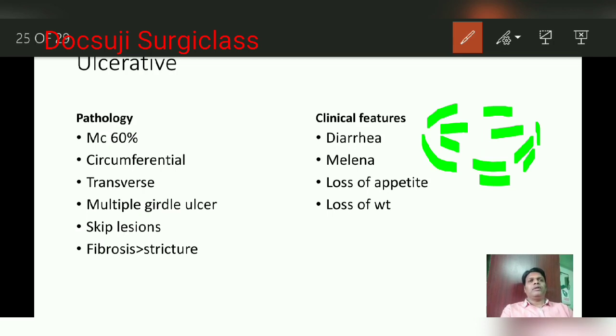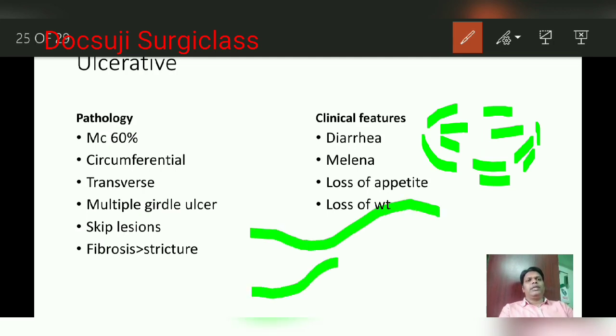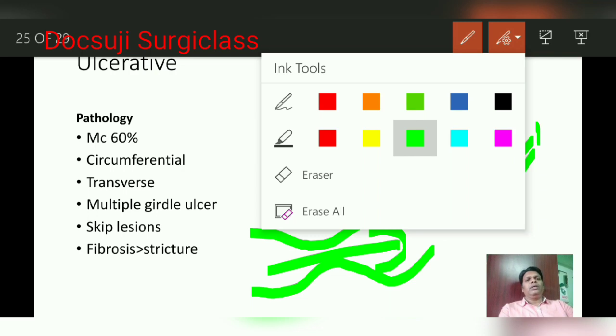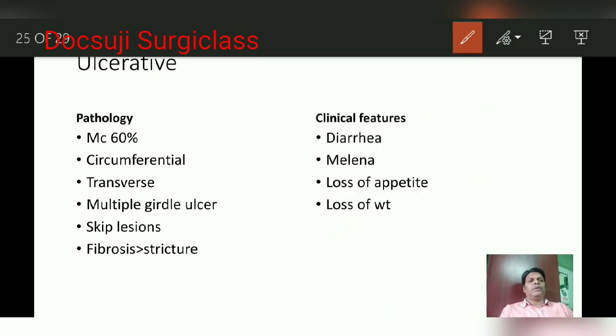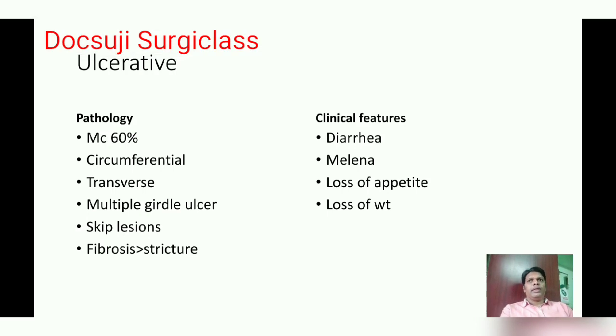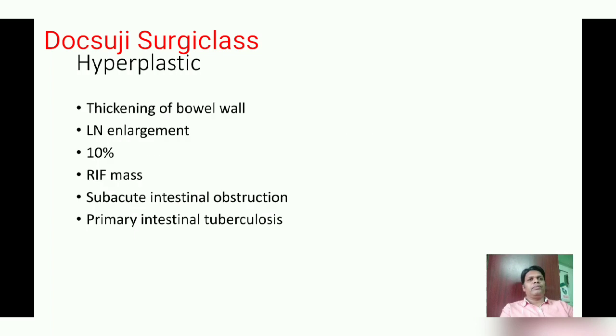Most of the time these ulcers can lead to fibrosis. Once fibrosis is there, it forms a stricture in the intestine. So that is the pathology of the ulcerative type. So what are the clinical features? Commonly it presents with diarrhea, melena, loss of appetite and loss of weight. So this is about the ulcerative type.